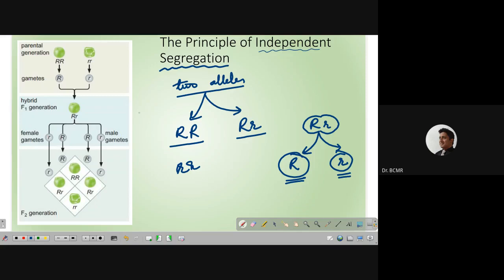I'm not going into the details of the Punnett square and all. We are all familiar with that. So all I want you to remember is independent segregation. It's about the alleles segregating independently to gametes, which will fuse with other gametes from maybe another organism and form a new offspring.